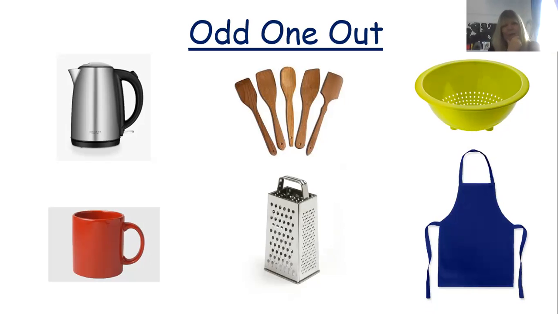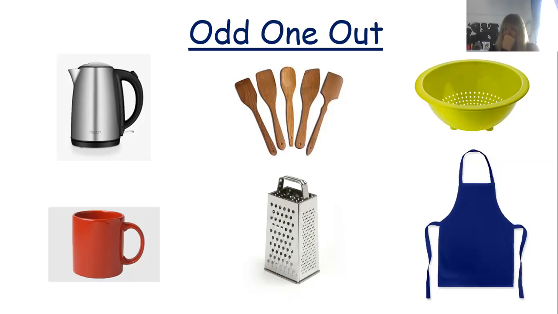Now, odd one out. I've thought of one. This is to do with what things are made of, the material they're made of. And I'm looking at those wooden spoons and thinking, none of the other things on that page are made of wood. So the wooden spoons are the odd one out.